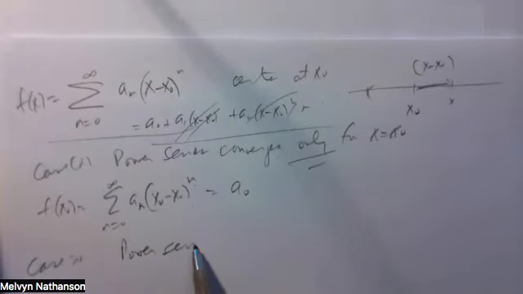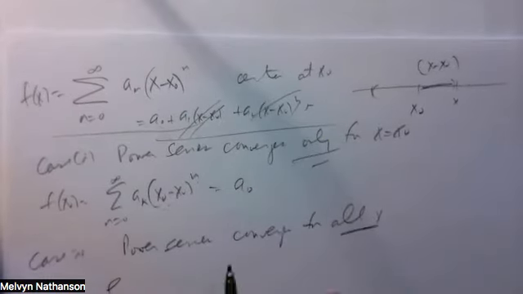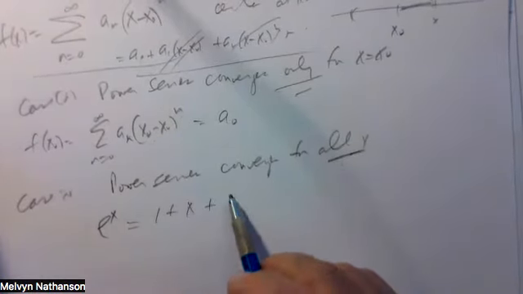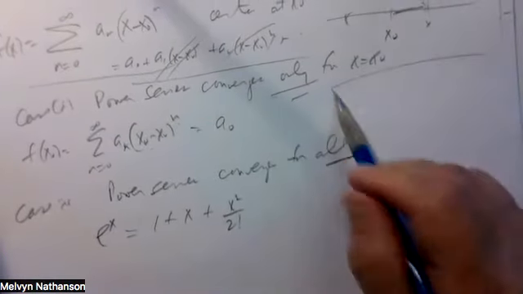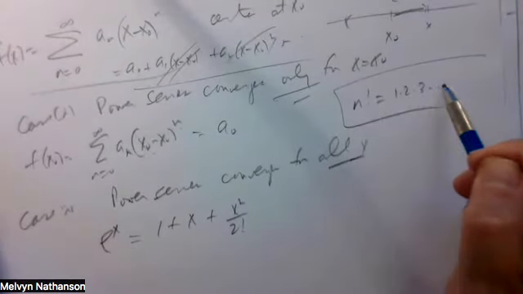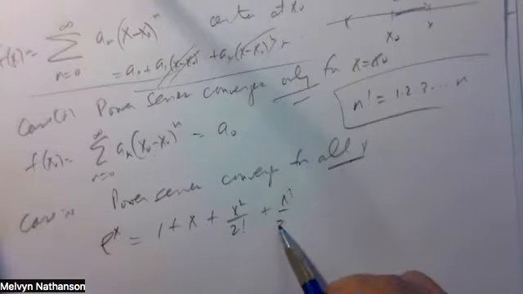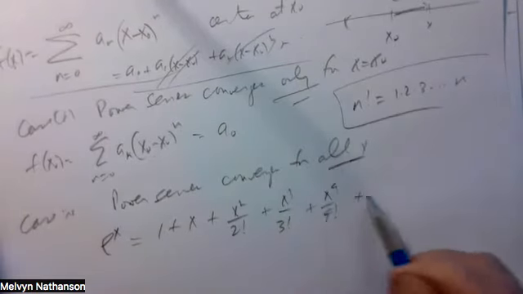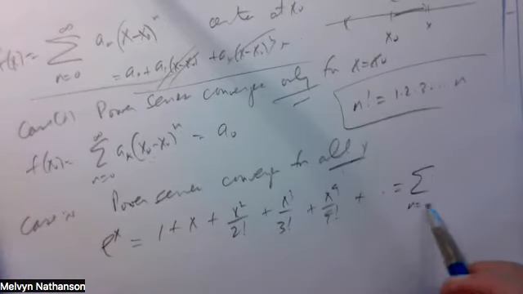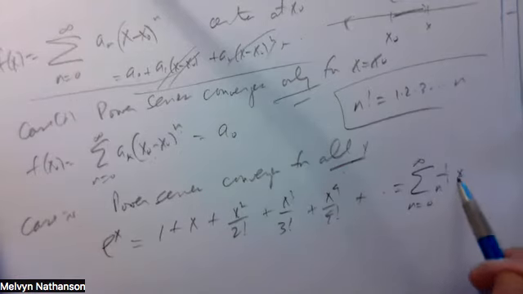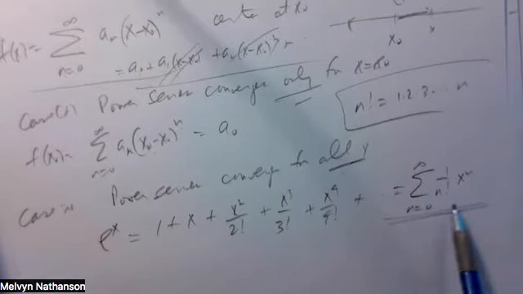The other extreme case is that the power series converges for all x. For example, in Math 176, you're supposed to learn that e to the x can be written as a power series. It's 1 plus x plus x squared over 2 factorial. Remember, n factorial is the product of the first n positive integers. x cubed over 3 factorial, x to the 4th over 4 factorial, and so on forever. It's the summation, n goes from 0 to infinity, 1 over n factorial times x to the n. And this power series, this infinite series, converges for all x. So that's an example of case two.